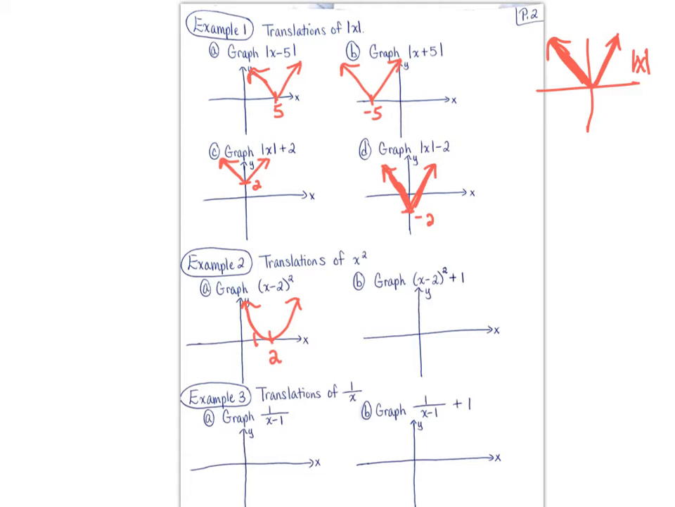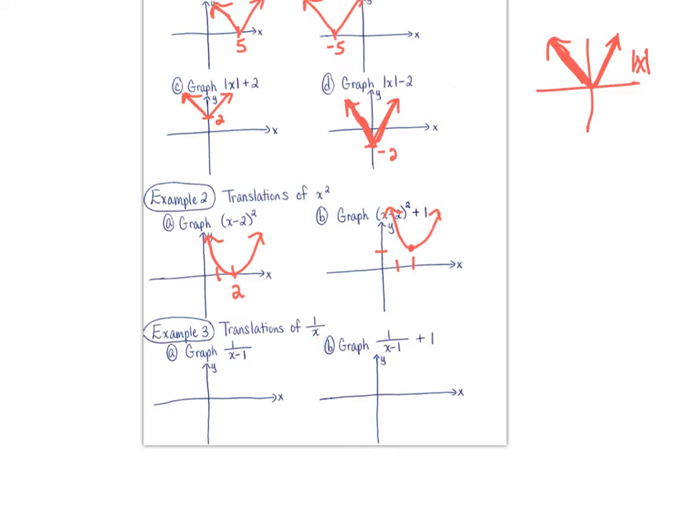So we know the shape of the graph. Now, this says shift x squared to the right 2, and this plus 1 says move it up 1. So right 2, up 1, we have this is our vertex, and that's our graph. Okay, wonderful.